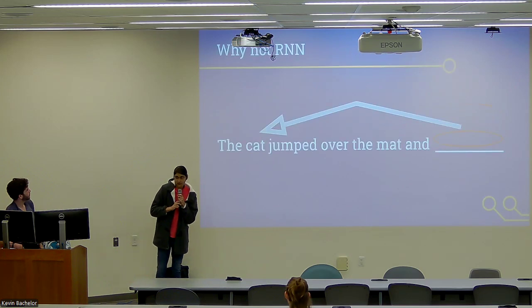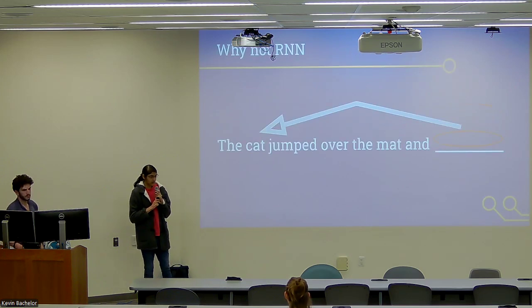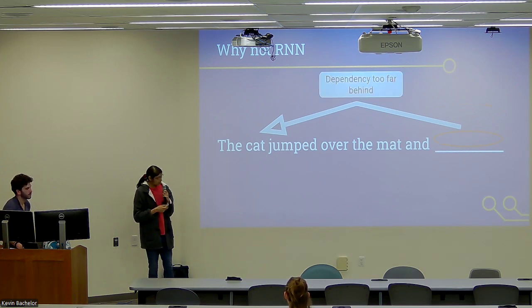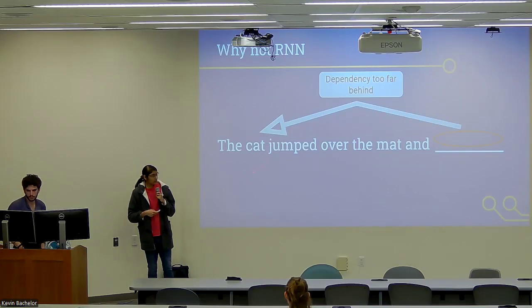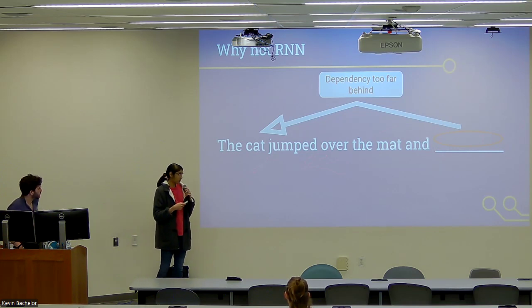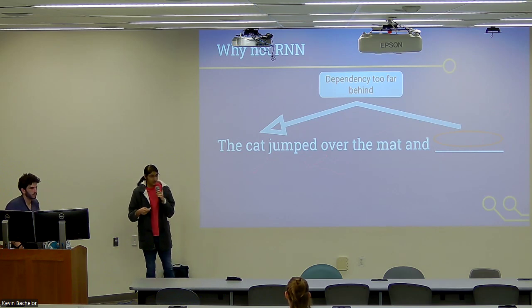So why can't we just use an RNN to predict this? Because we know how that works, so why not? The reason is that we know this word here is dependent on the word cat, but the word cat is like 5 words behind the word that we want to predict. So the problem with RNNs is we could lose some information about cat that would make it really hard to predict this next word.